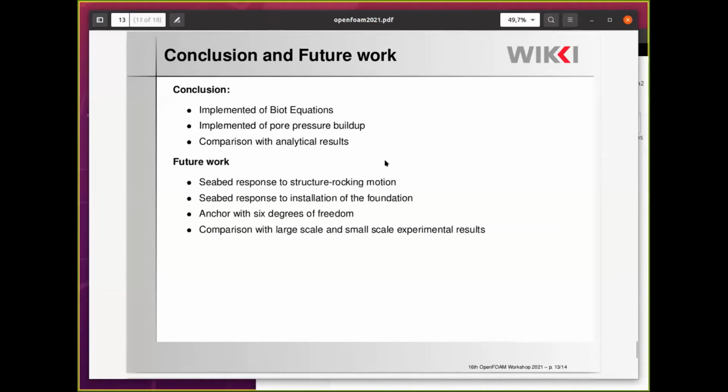And the next step in our project is to study the effect of seabed response to a rocker plate. So in that case, we would have, instead of waves, a rocker plate with an oscillating boundary. Then we would extend this for the installation of foundation anchor. And then we would have this anchor with different degrees of freedom. Finally, we would compare the results with the large scale and small scale experimental results.